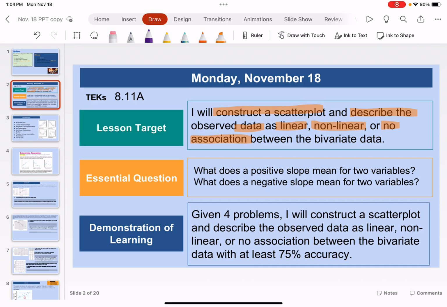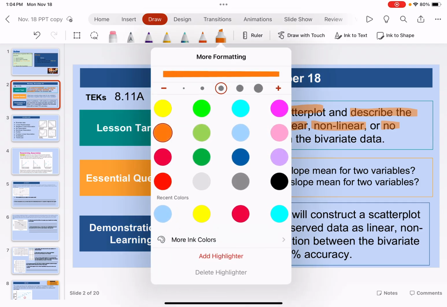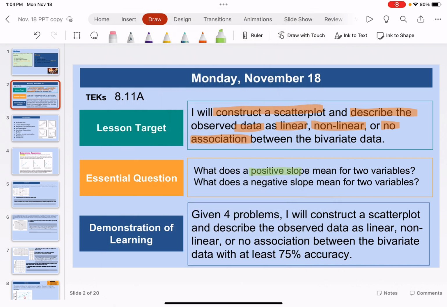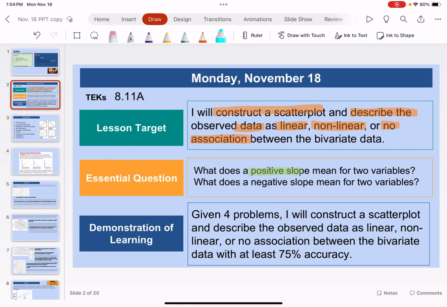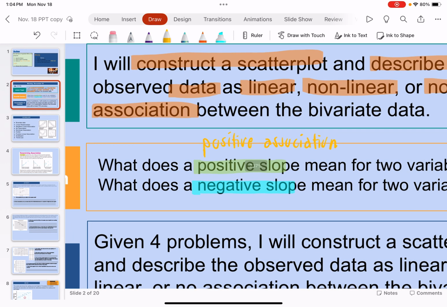And then within linear, we have positive and negative. And then within nonlinear, we have no association. Okay, so our essential question is, what does a positive slope mean for two variables? What does a negative slope mean for two variables? So remember that positive slope is the same thing as positive association. And the reason I say it's the same thing is because when we draw the trend line, it will have a positive slope, right? And then a negative slope would, of course, mean a negative association.